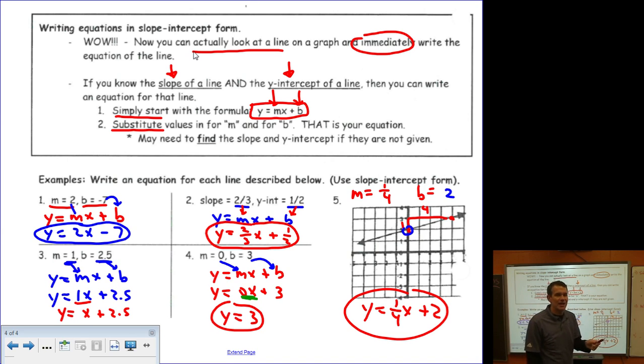You can now look at a line on a graph and immediately write the equation for it. Hope that helps. Good luck.